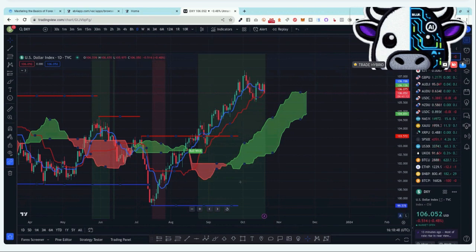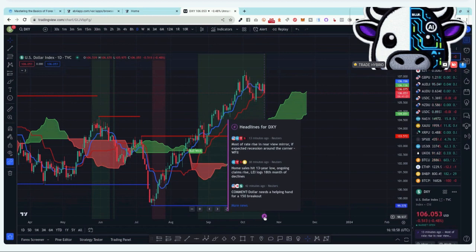Fundamental is super crucial here because in order to trade, you need to know what's happening, right? You need to see it in real time, but you also need to be aware of what's happening in the country. In other words, the news. So at the bottom here, I click on this little, I want to say it's a lightning bolt, and it tells me what's happening, right?